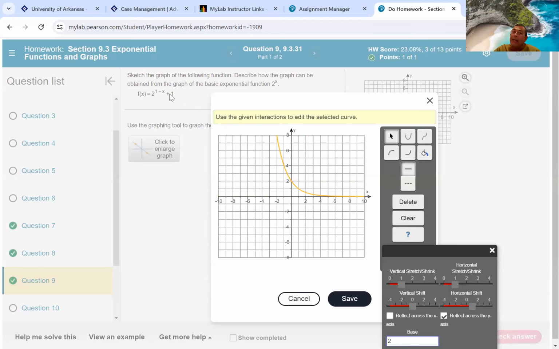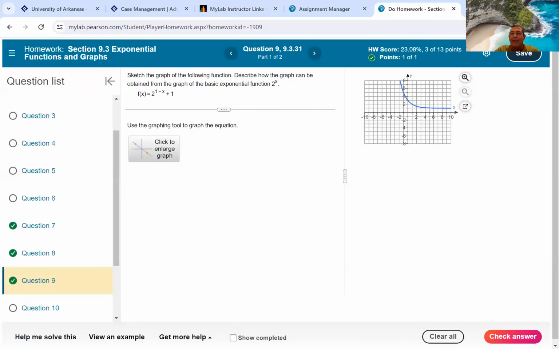Right. Now the +1 at the end is going to do what? That's going to tell us if it moves up or down. Yeah, move it upward, so that's positive. So we're going to go up 1 on that. Save that. Check our answer.